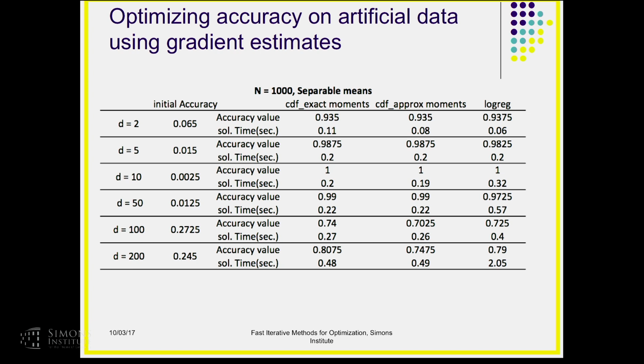And this is the approximate moment case, which does actually quite well when the dimension is relatively small. And when the dimension gets larger, it starts not doing so well here. That's reasonable because my number of samples is fixed. So if I have more samples, I can improve the quality of my estimates of the gradients.